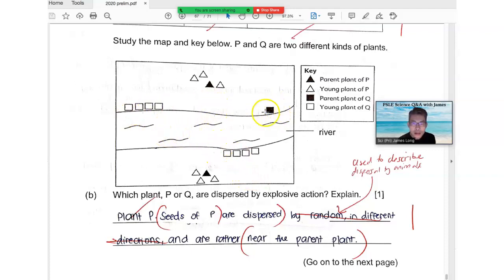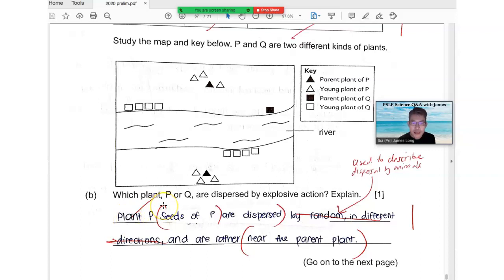If this is the parent plant of Q, notice the young plants are all along this river. Therefore, it's very clearly dispersed by water. Then look at this. The triangle plant P and the young plants are all around it. So it's definitely dispersed by splitting. So which plant, P or Q, is dispersed by explosive action? Explain. So first is your claim.